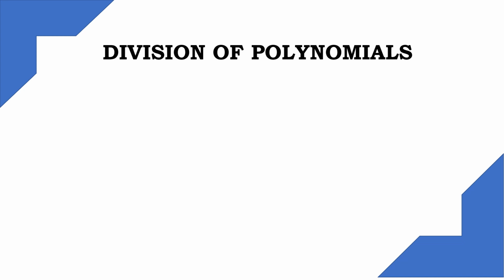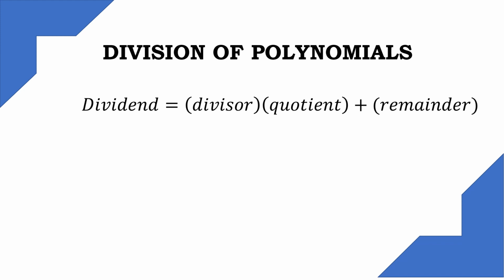Now, moving on with our discussion, the division of polynomials wherein the divisor is of the form x minus c, where c is a constant. The algorithm or process is just the same as the long method of division in arithmetic. This can be expressed as dividend equals divisor times the quotient plus the remainder. So in symbols, we have P of x for the dividend, D of x for the divisor, Q of x for the quotient, and R of x for the remainder.